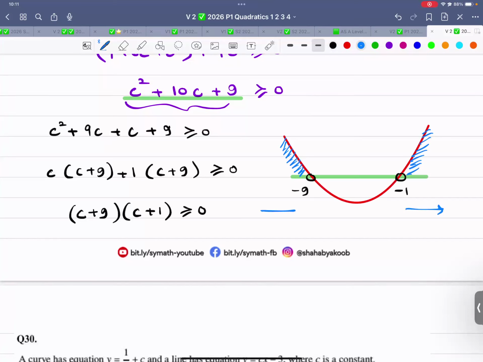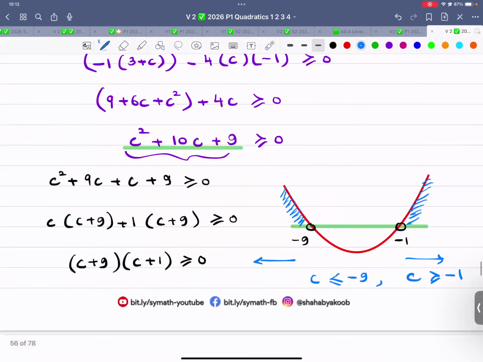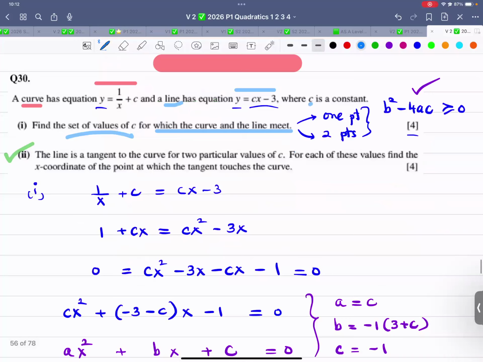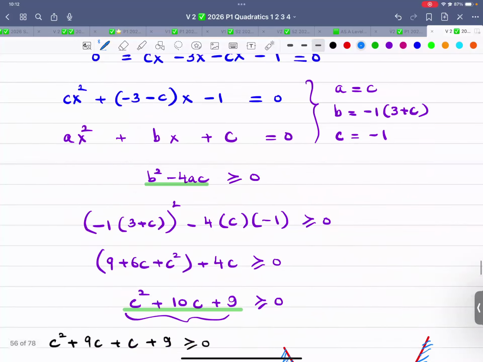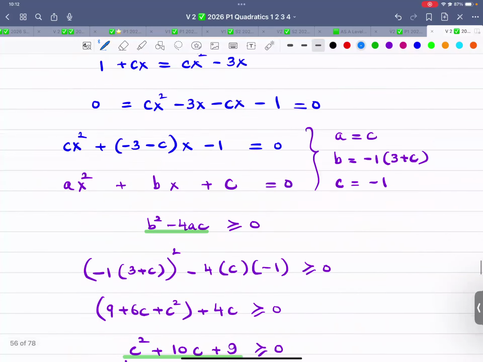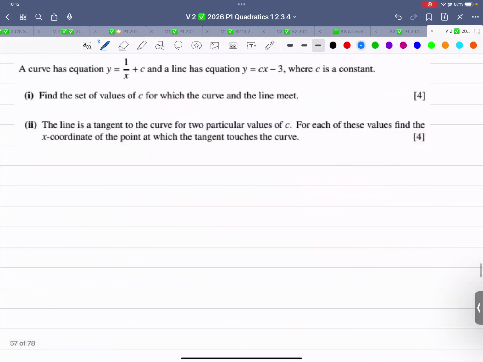So the final answer is c is greater than or equal to negative 1, comma, c is less than or equal to negative 9. And since there is an equality over here, make sure to write it like this. So that is how the first part is done and dusted. 4 marks, 1 page. That is the kind of working you would expect. Now let's look at the second part.